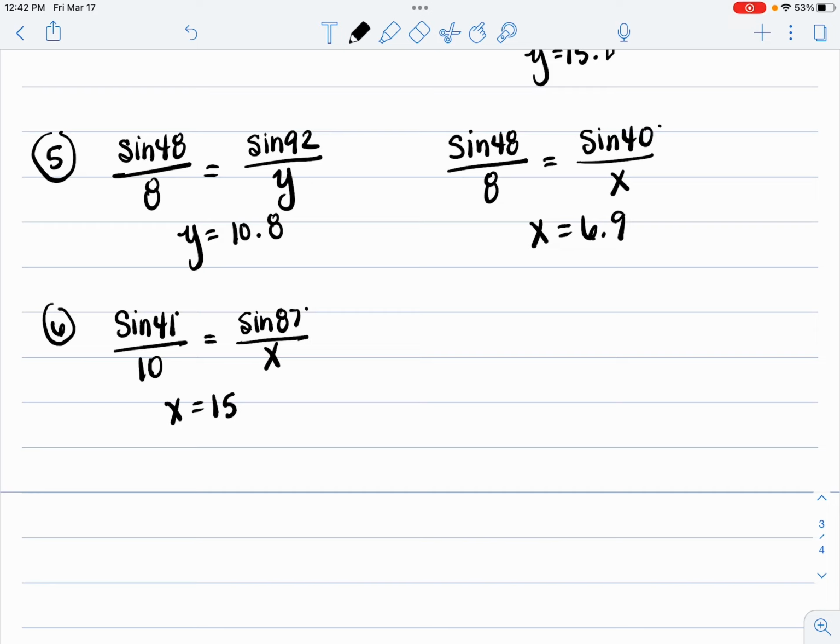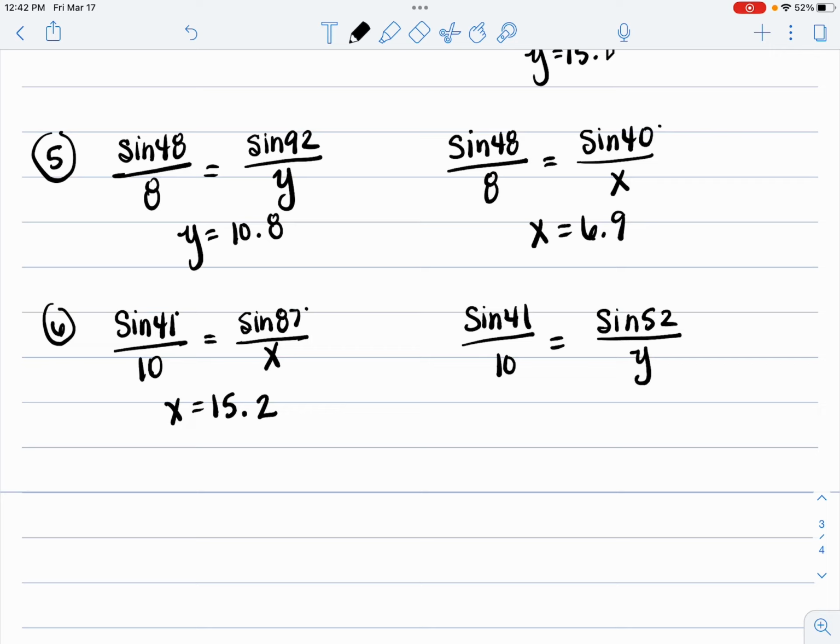And just like the other couple of times, I do have to find that other angle. I'm not going to scroll back up because it is becoming very repetitive, as you've seen. So that other angle is 52 degrees, the one that's across from y. So again, I'm going to be using the sine of 41 over 10. And 41 and 87 are the two given angles, which would make the third angle 52. So I'm going to have the sine of 52, and that is across from y.